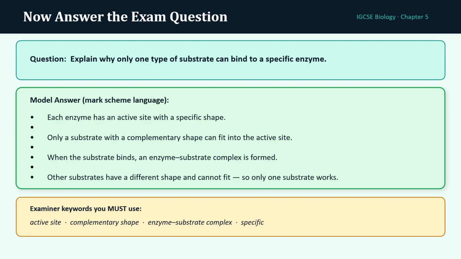So look at these keywords at the bottom of the slide. Active site, complementary shape, enzyme-substrate complex and specific. If you write these words in your answer, you will get the marks. If you leave them out, even if you understand them, you will not. So you have to use these keywords.